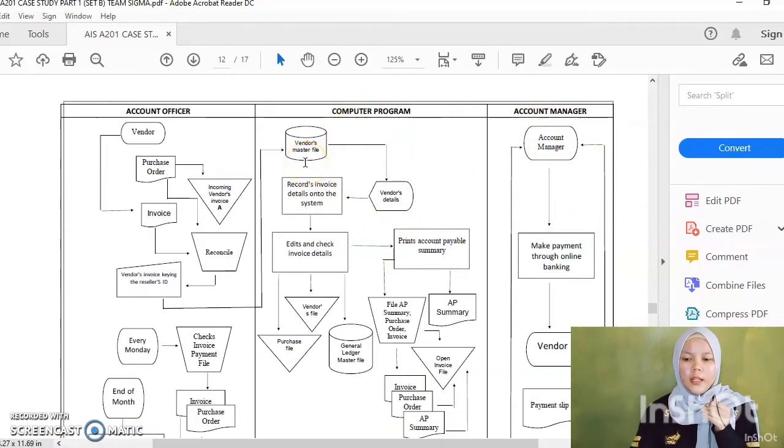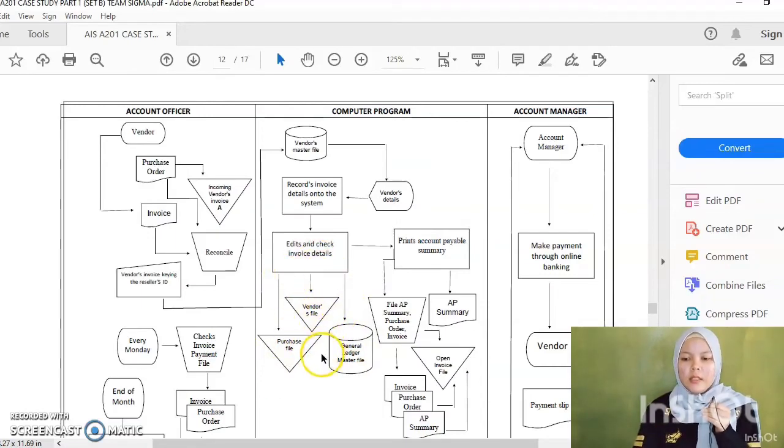Next is the computer program. The vendor's master file is what we key in by the account officer, the vendor's invoice into the vendor's master file. From the vendor's master file, it will collect all the vendor's details and record the invoice details onto the system, and then the system will edit and check the invoice details and sort it in the vendor's file and purchase file.